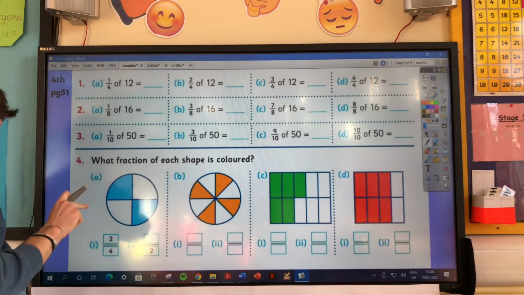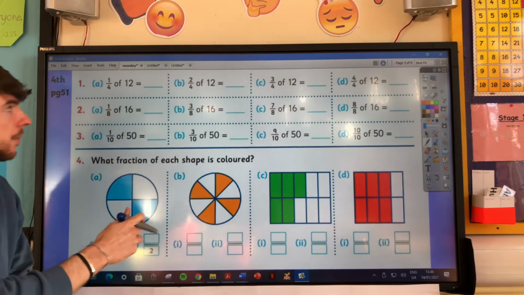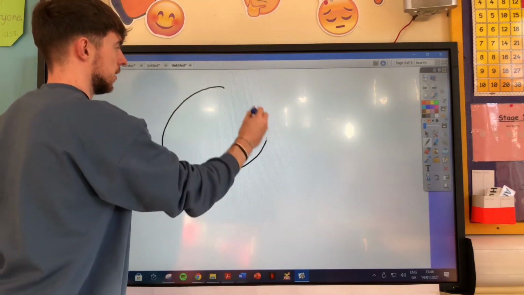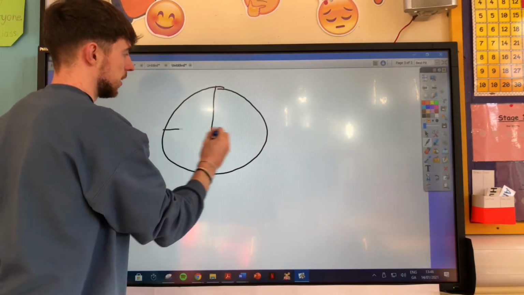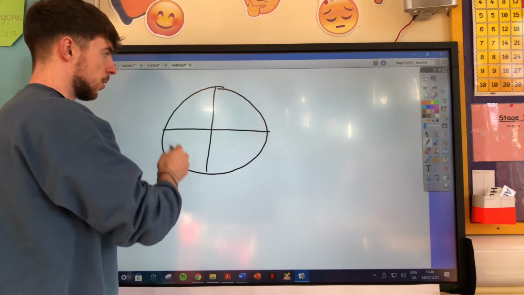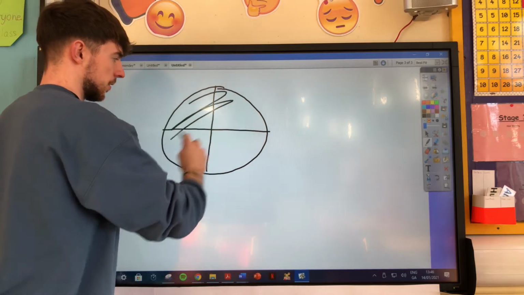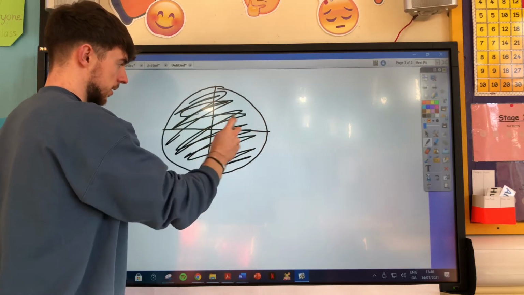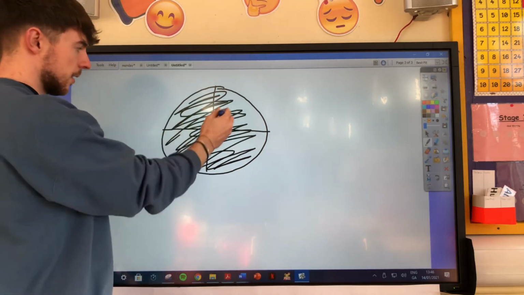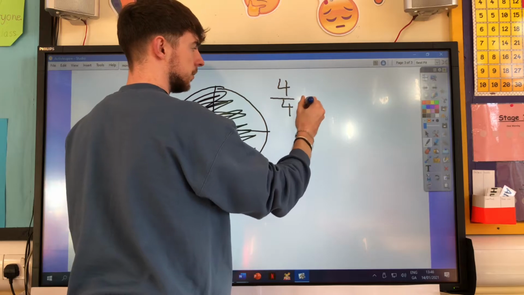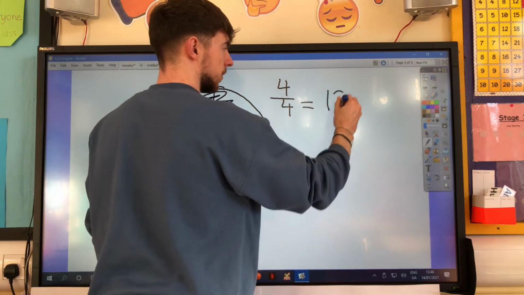So 12 isn't a quarter, we're looking for a quarter of 12. Say for example we had a circle and we split it into quarters. So 12 is the whole circle, so we're looking for the whole thing first. So that's 4 pieces, so 4 out of 4 is equal to 12.